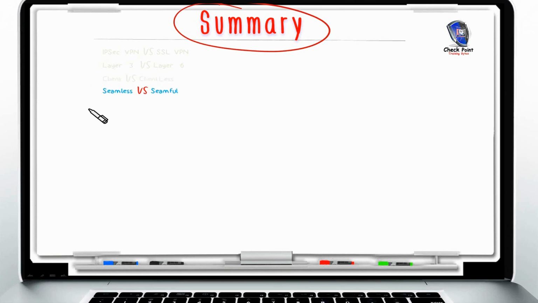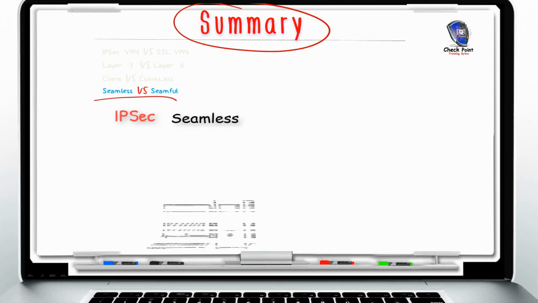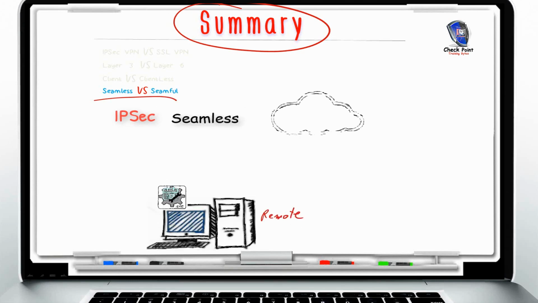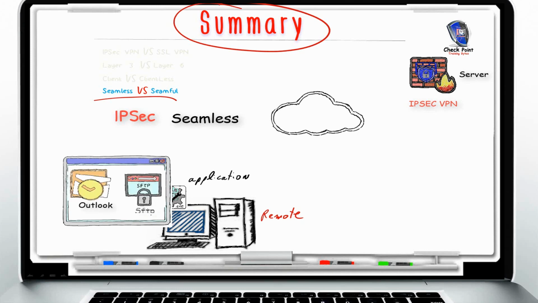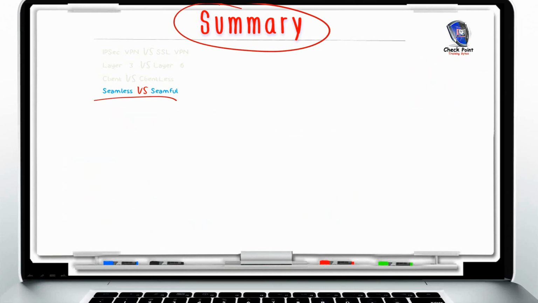Then we talked about seamless IPsec VPNs versus seamful SSL VPNs. I mentioned that IPsec VPN is a seamless solution, which allows you to work from home just like you are in the office. You will be able to access your emails or servers or files just like you are in the office. I mentioned that you would be able to access your native applications like Outlook, SFTP client, and also servers and files just like you would if you were in the office. So IPsec VPN's best feature is that you can work from home or remotely just like you would from the office with little or no network interruption or degradation.